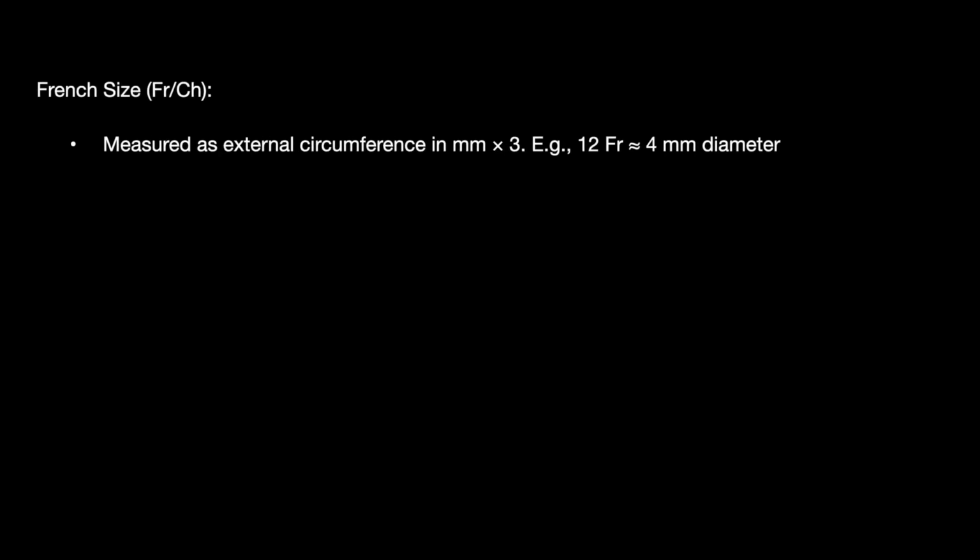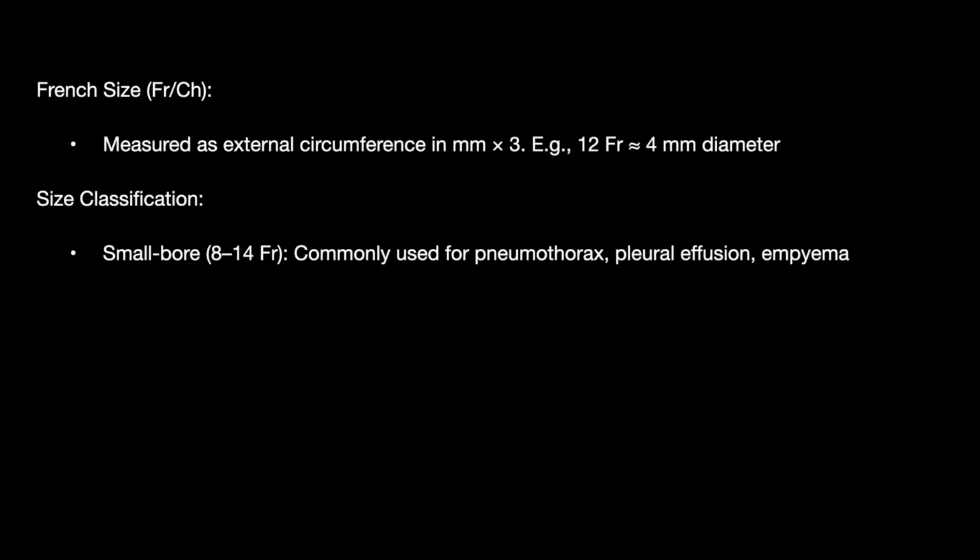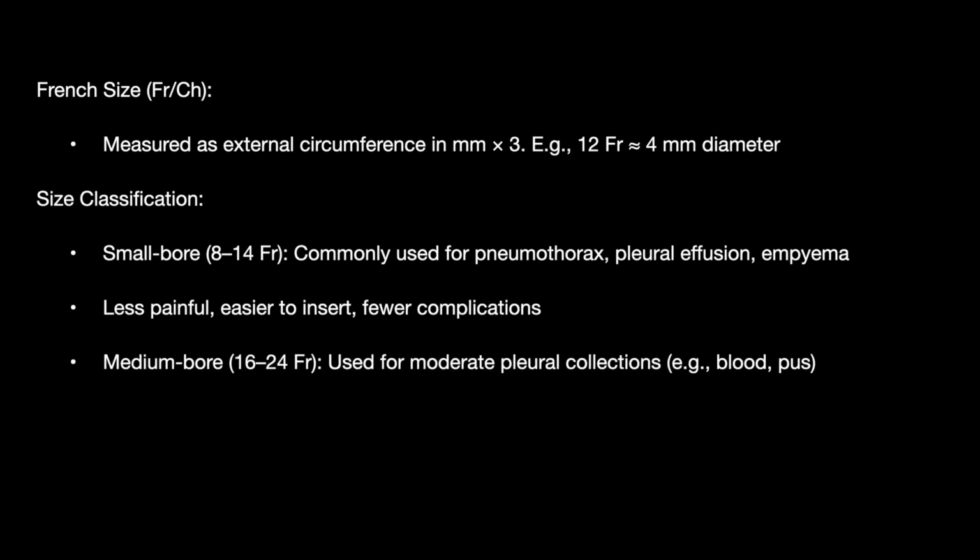The size is measured by what we know as the French size. It is measured as the external circumference in millimeters, that is the diameter multiplied by 3. So a 12 French means a 4 millimeter external diameter tube is being used. The size is classified as small bore, that is 8 to 14 French, which you use for pneumothorax, pleural effusion or empyema. It is less painful, easy to insert and has fewer complications.